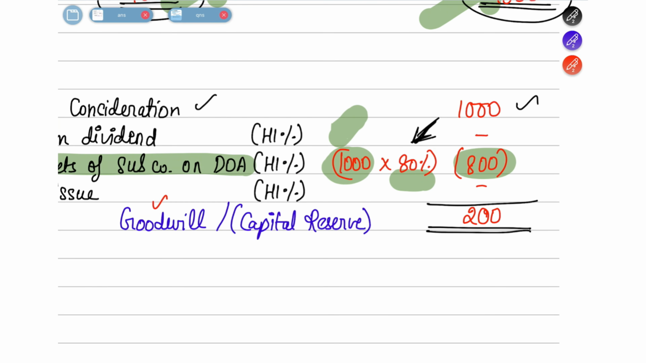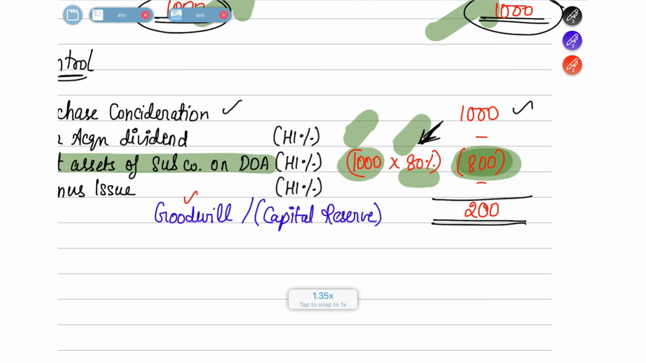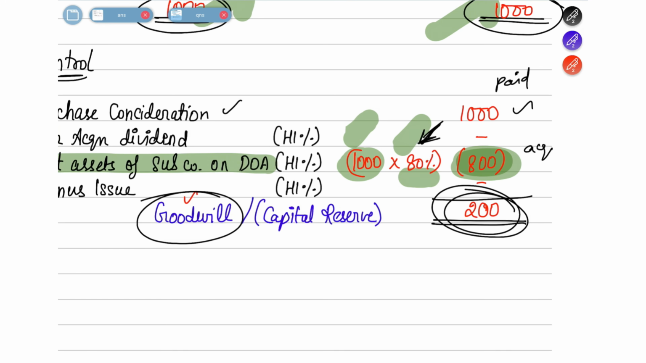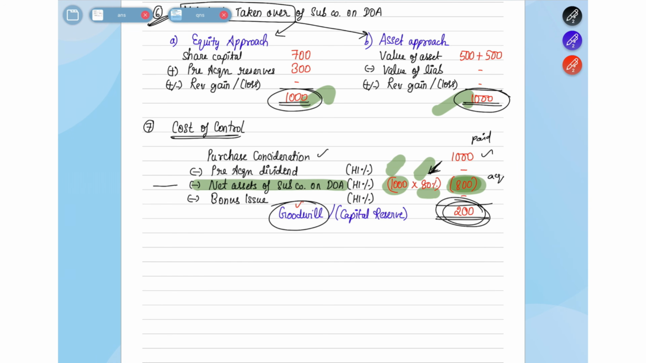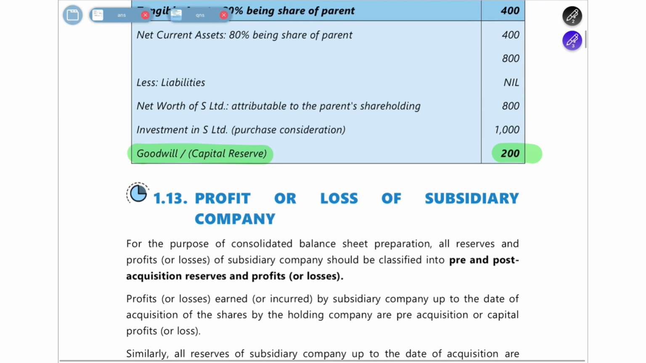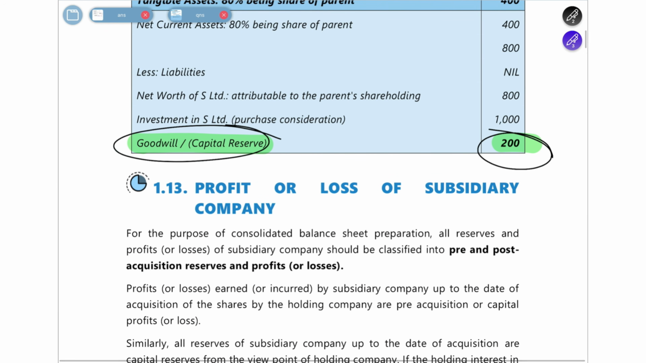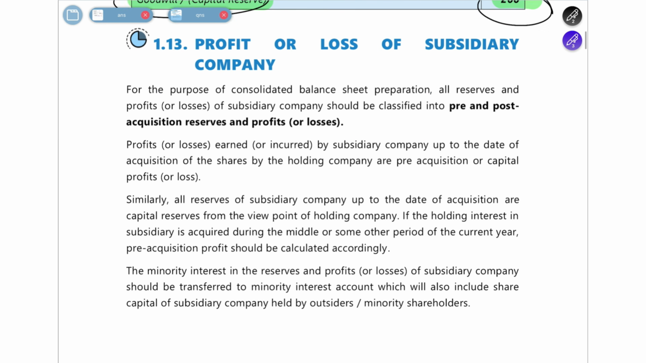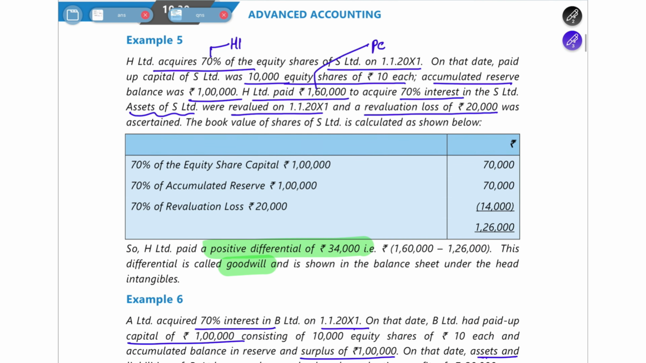So 1000 is the total net assets of the subsidiary company. That 80% is your share. So 800 worth of net assets is your taken over net assets. Okay. So you paid 1000 rupees. You acquired net assets of 800 only, which means you paid more. Why did you pay more? You paid 200 more for the purpose of goodwill. Okay, so if you go and see your example number 4 answer also, there is 200 worth of goodwill which has been created. Okay, I hope this is clear. Now let's move on to example number 5.